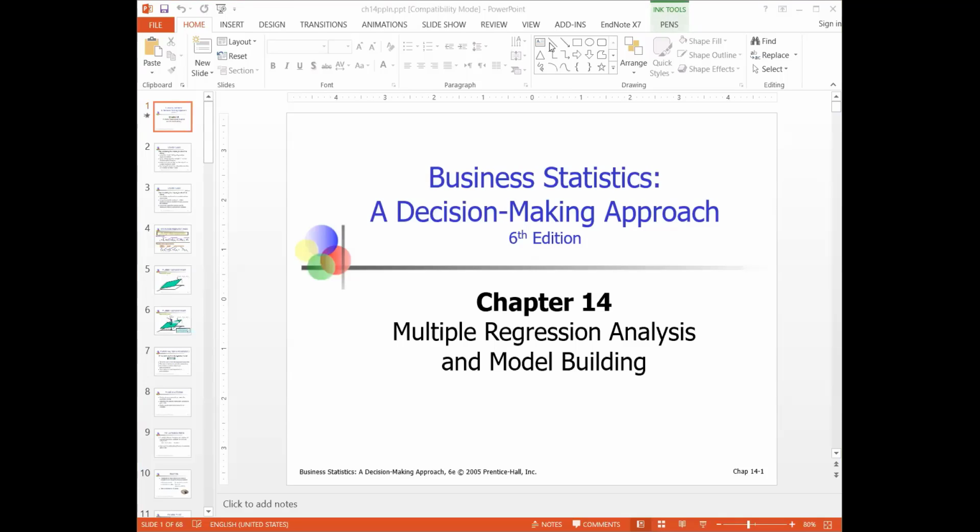Welcome to today's session, and today we are discussing chapter number 14 of Business Statistics and Decision Making Approach by Groebner. In this chapter, we are focusing on studying multiple regression analysis and how to make a model out of it. We will build on our previous discussion of regression analysis, and now we are going towards regression with more than one independent variable. So let's start.